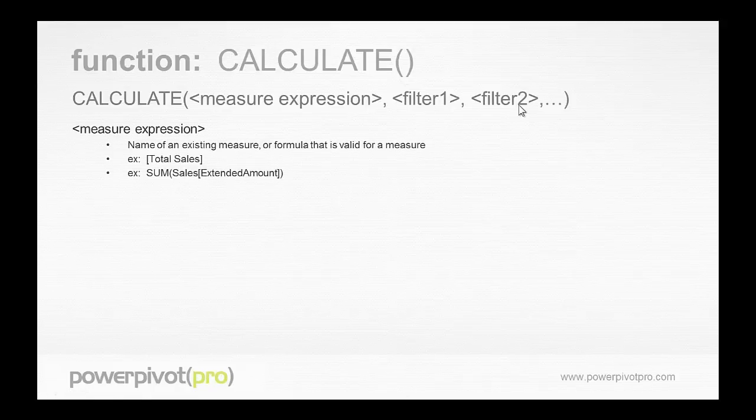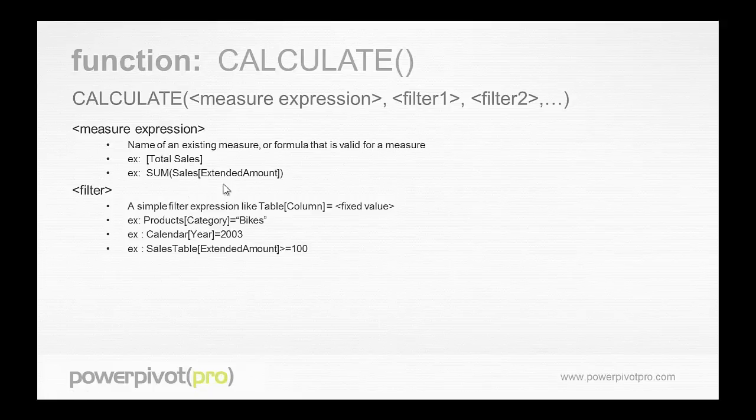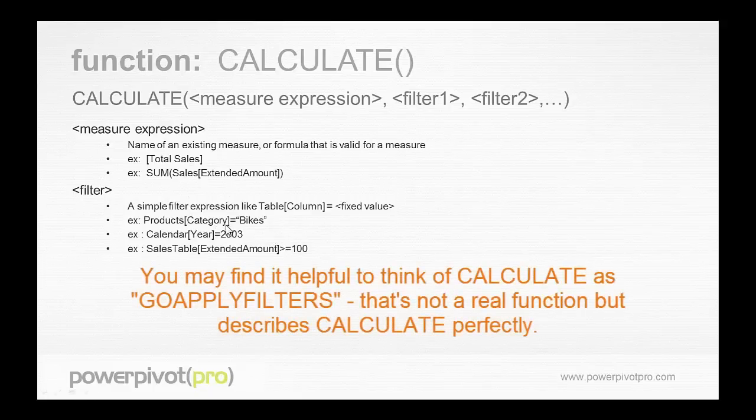And the measure expression is typically just the name of an existing measure as this first input. Sometimes we can also give a formula that would be a valid formula for a measure. But most of the time, that violates our rule that we don't like to rewrite formulas. So typically we're going to be using the name of a measure. And then the filter arguments, the filter inputs, are typically something like table name, column name equals, and then if it's a text value, it goes in quotes.